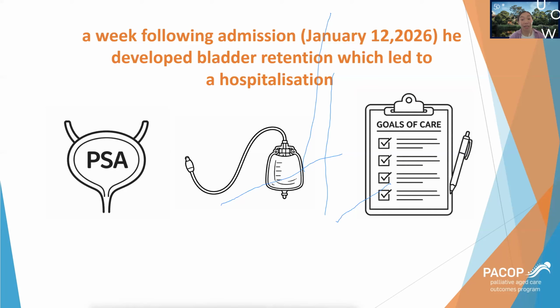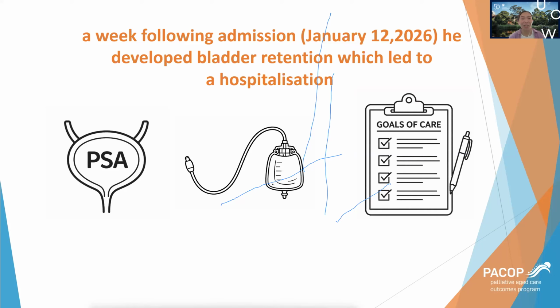He actually stayed in the hospital for 3 weeks. And then they revisited his goals of care again. And this time, given his increasing frailty, weakness, and weight loss, the progression of his cancer, Roy decided not to accept any treatment such as TURP or to continue his ADT.